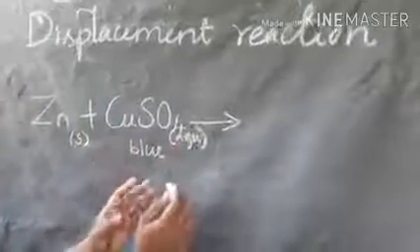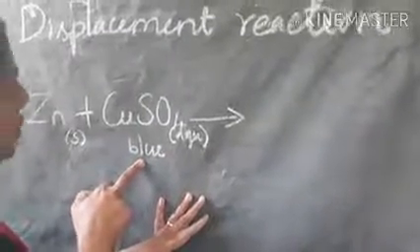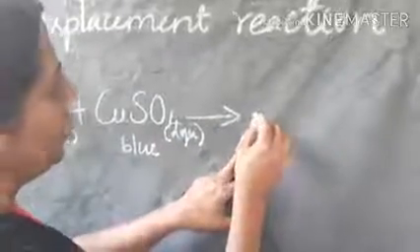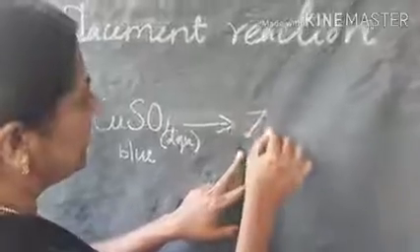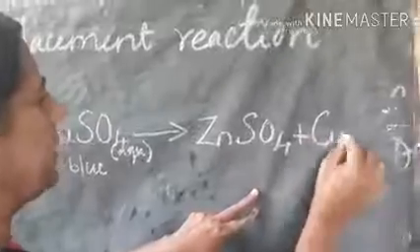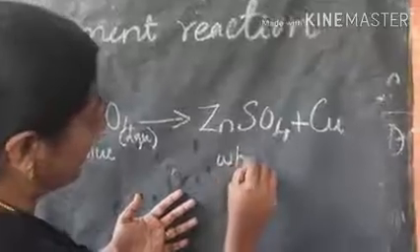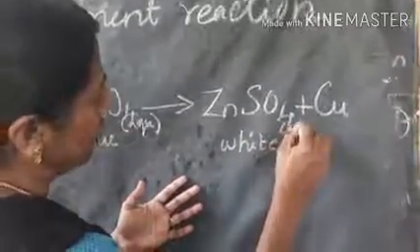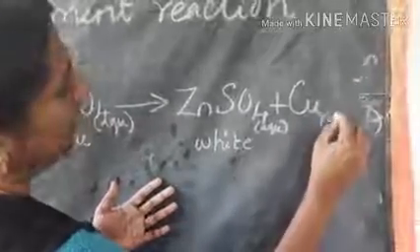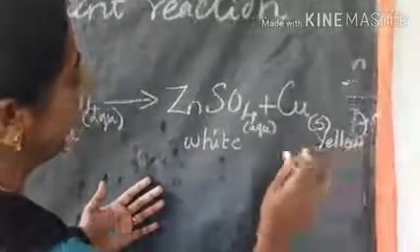After a few hours, the blue color solution changes into white color. Okay, this reaction took place. That means zinc sulfate plus copper is formed. Okay, zinc sulfate color is white and this is also in aqueous form. Copper is in the form of solid. It is in yellow color. You know, the color of copper is yellow.